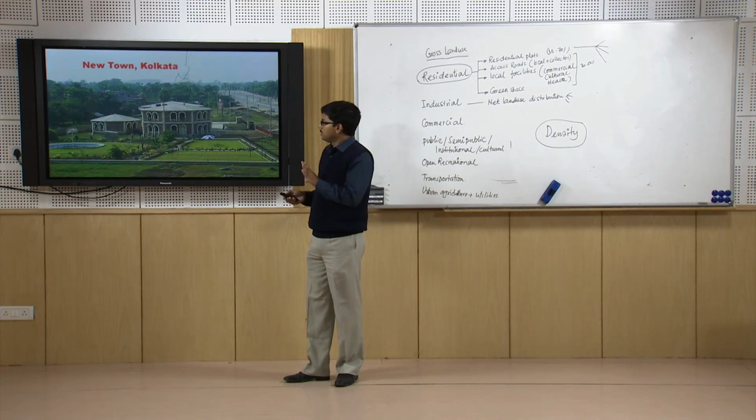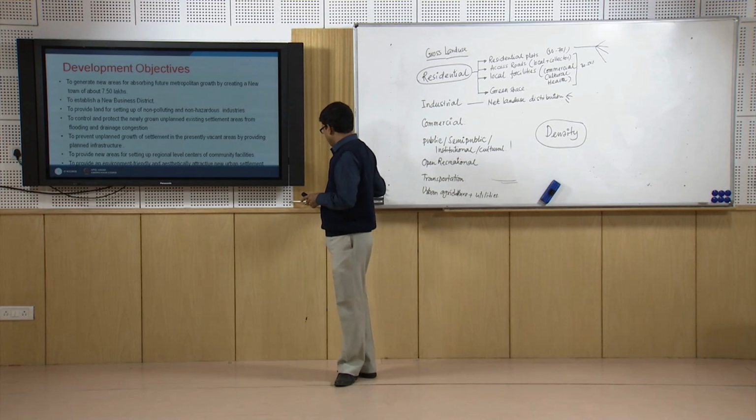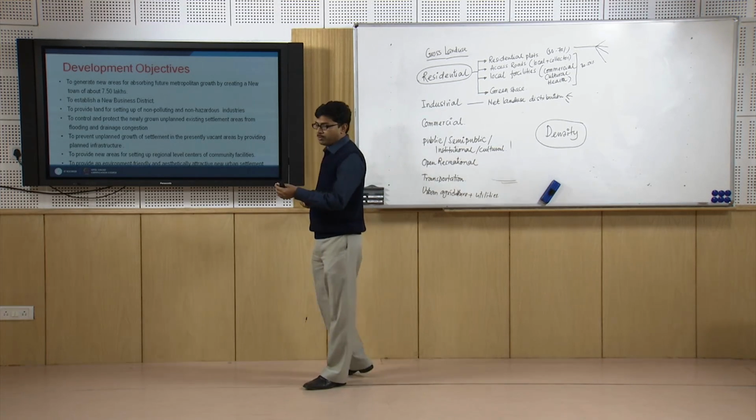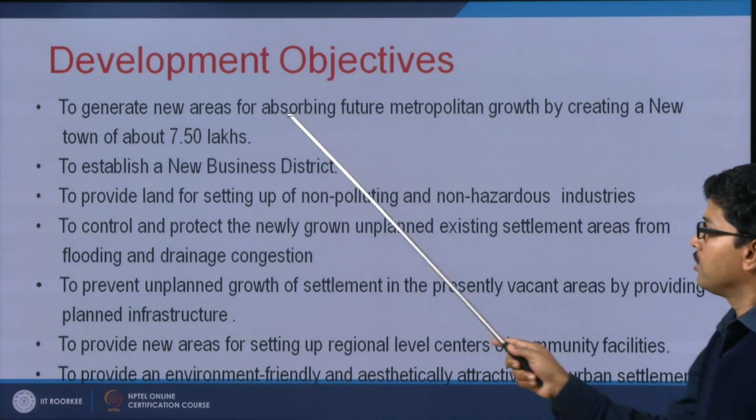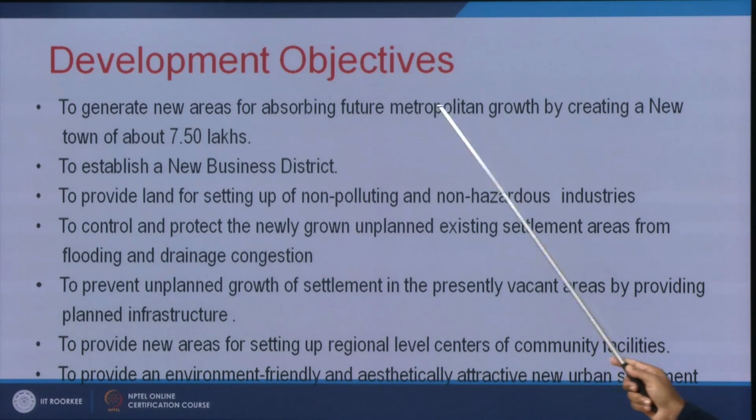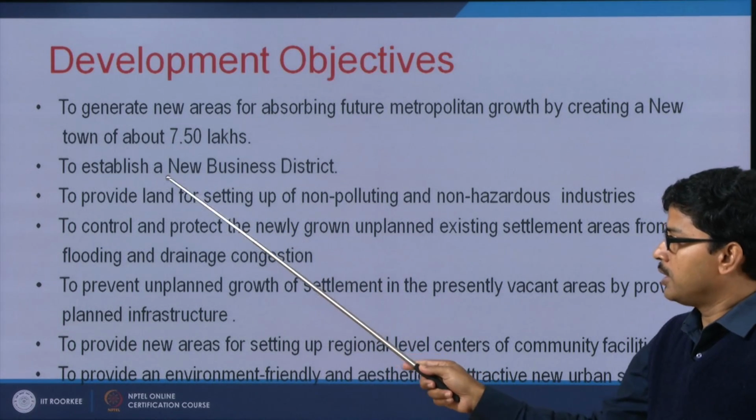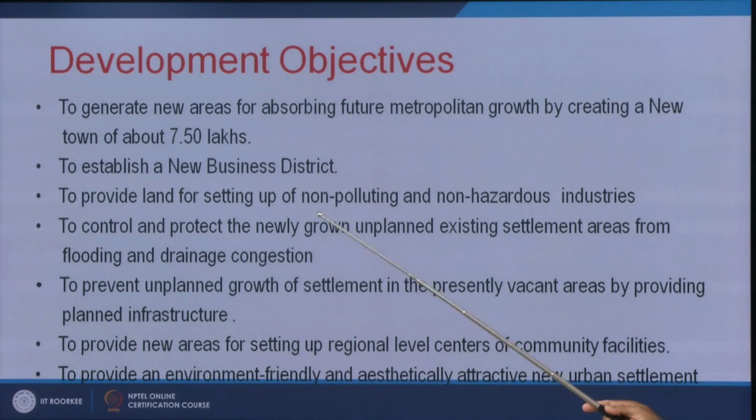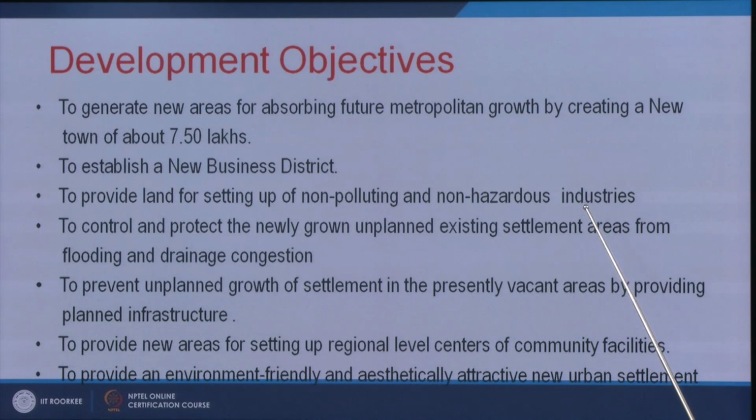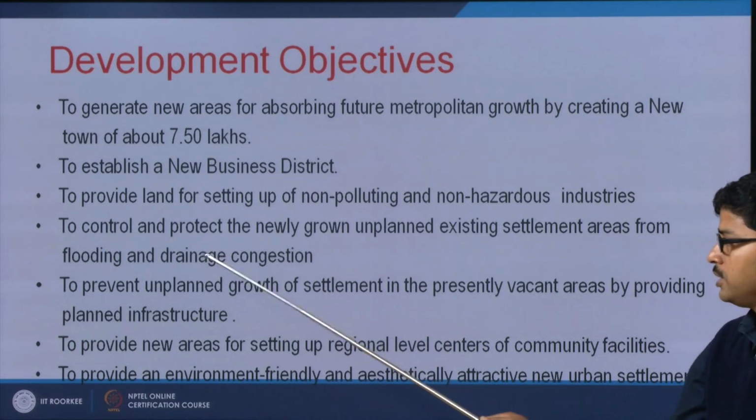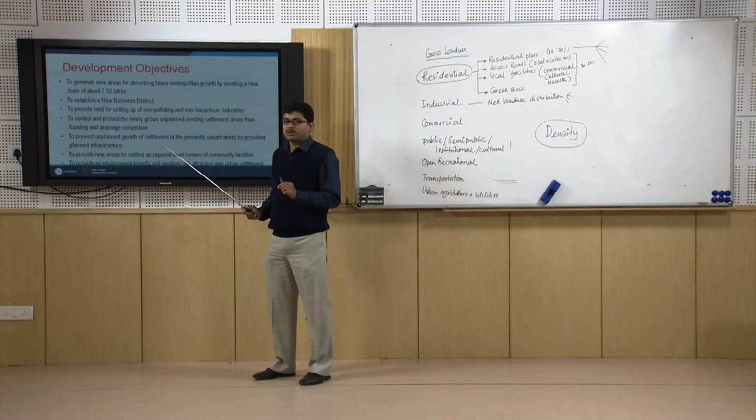So to decentralize the congestion from the city of Kolkata, several development objectives were considered, like to generate new areas for absorbing future metropolitan population, about 7.5 lakhs, to establish a new business district in the new town, to provide land for setting up non-polluting industries, to control and protect the newly grown and unplanned existing settlement. This is a very important phenomenon.